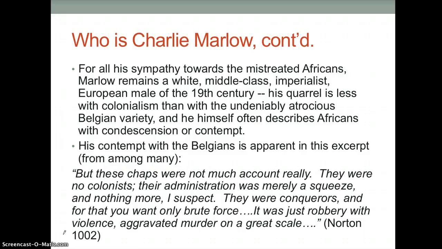So, for example, this passage reveals his contempt for the Belgians. He said, "These chaps were not much account, really. They were no colonists. Their administration was merely a squeeze or a robbery, and nothing more, I suspect. They were conquerors, and for that you want only brute force. It was just robbery with violence, aggravated murder on a great scale." So he's clearly condemning the Belgians, but it's not clear that he feels that, say, British imperialism is aberrant.